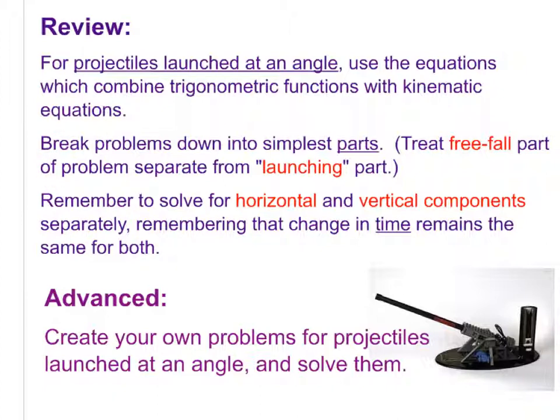To do that, you break the problem down into its simplest parts. You're going to treat a free fall part of the problem separate from a launching at an angle part. Remember to solve for the horizontal and vertical components separately in each of those parts of the problem. Remember that the change in time remains the same for both the horizontal and the vertical component.